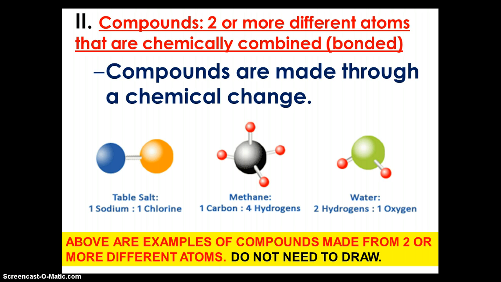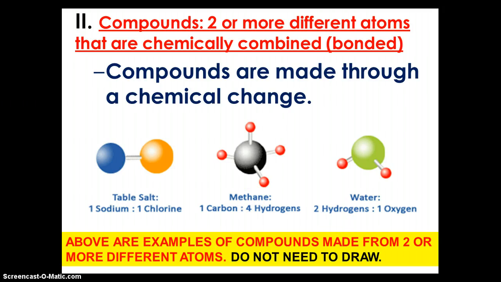Number 2, compounds are 2 or more different atoms that are chemically combined or bonded. We should know this definition from before. Compounds are made through a chemical change. Now that you know what a chemical change is, you know that when 2 things come together and they're stuck together, it makes something new and different, and this is important to remember.